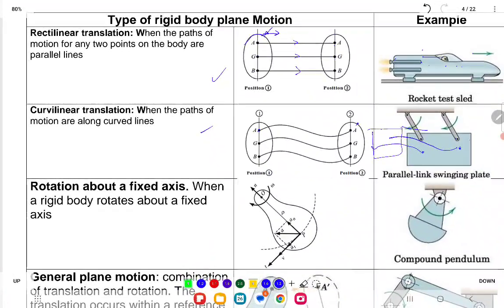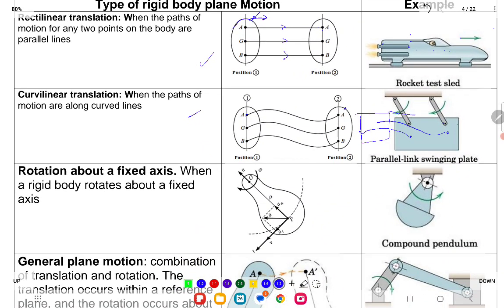Now we'll go to rotation about a fixed axis. This thing represents the rigid body, and it's swinging about the point O.